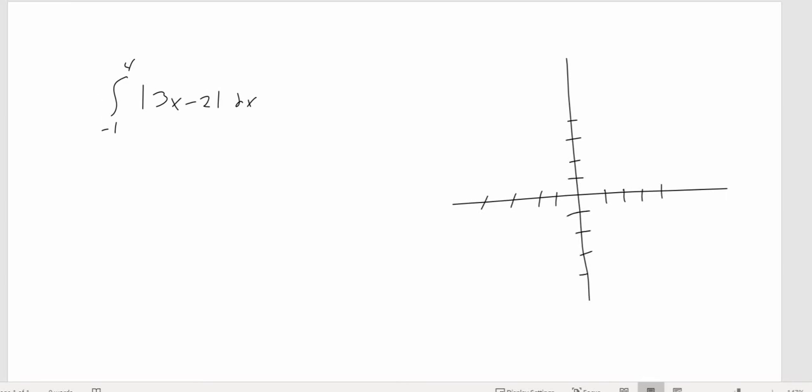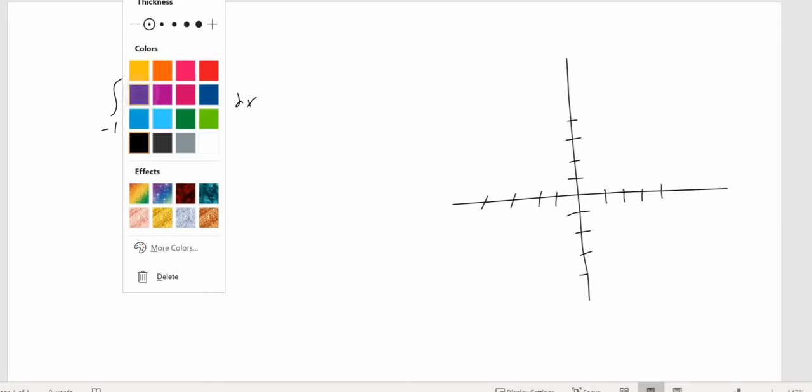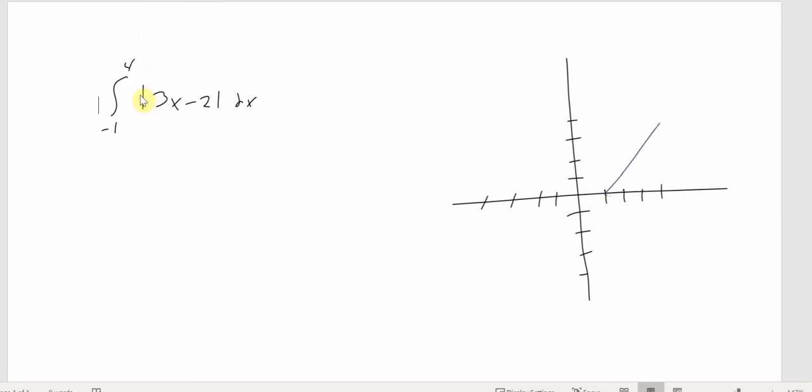So the absolute value of 3x minus 2, let's see. It's just kind of a V shape going through here. I'm not being extremely careful, except I did draw that in the slightly wrong spot because the x-intercept is here. Okay. Now what I want to do is split this into two pieces then, okay?